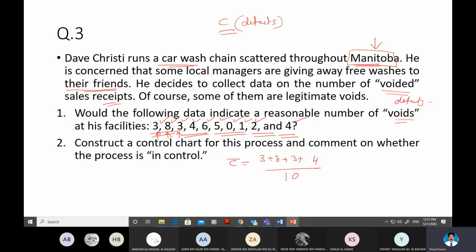So can you calculate it and tell me how much this value is? You have to add all of them and divide by 10. How much? 3.6. 3.6.